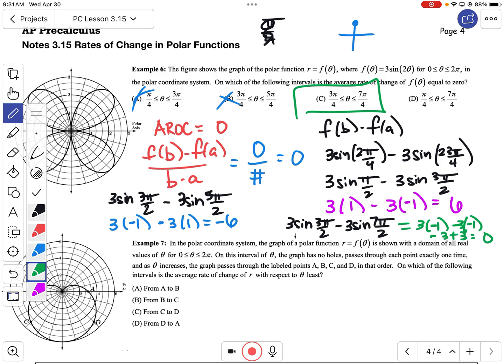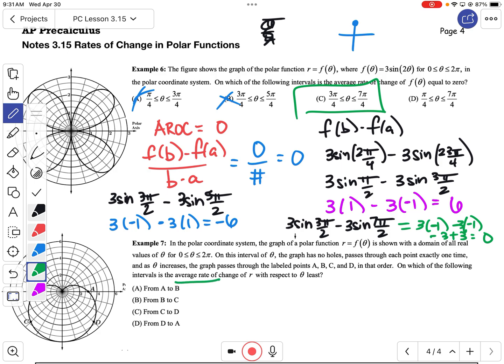Last one, and I like this one. It says, in the polar coordinate system, the graph of a function is shown. It's from 0 to 2 pi. On this interval of theta, the graph has no holes. It passes through each point exactly once. As theta increases, the graph passes through the points A, B, C, and D in that order. On which of the following intervals is the average rate of change of r with respect to theta the least?